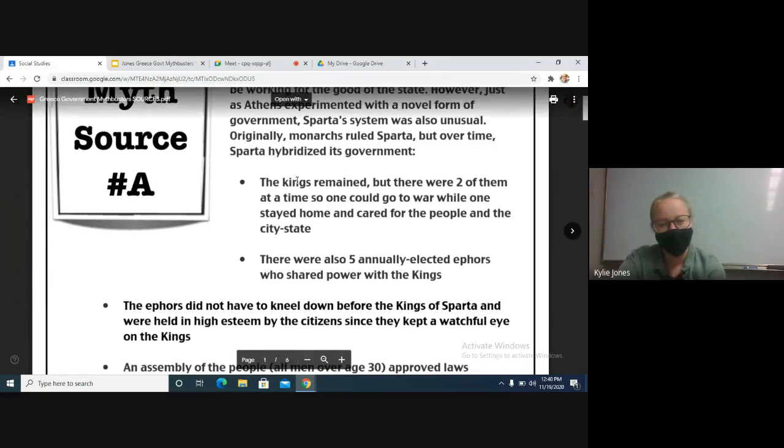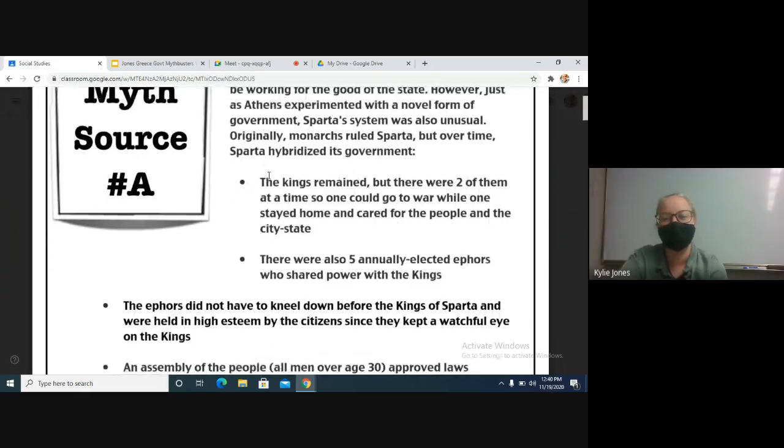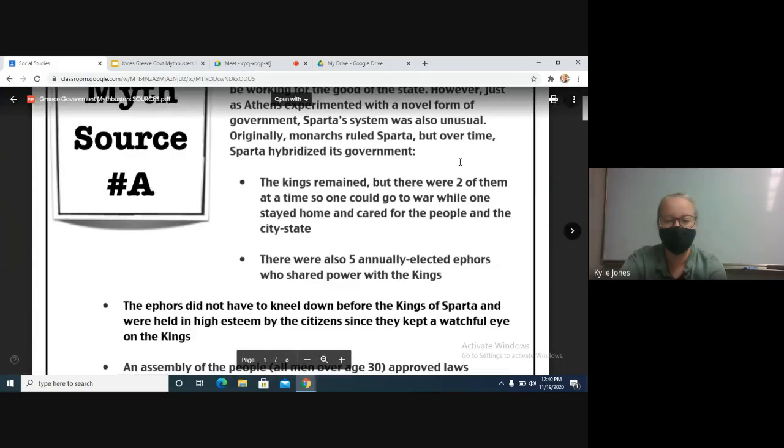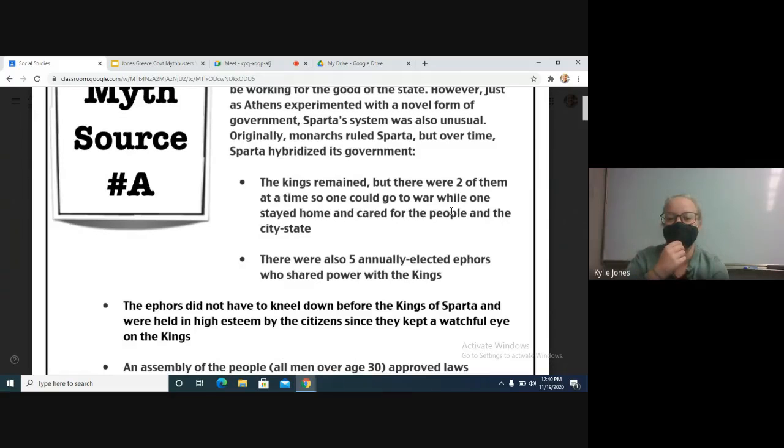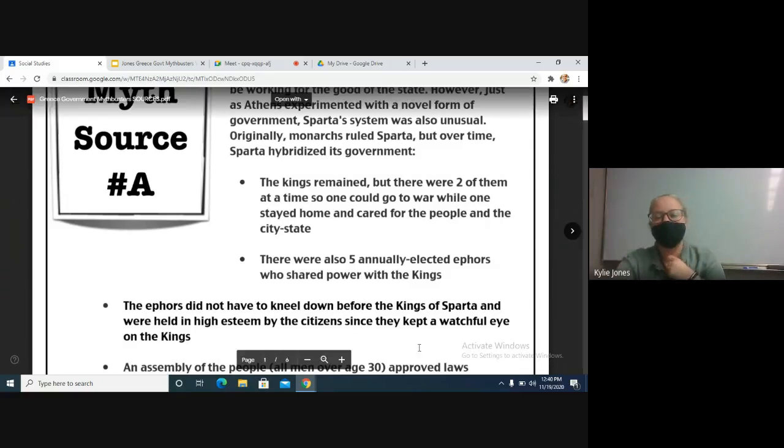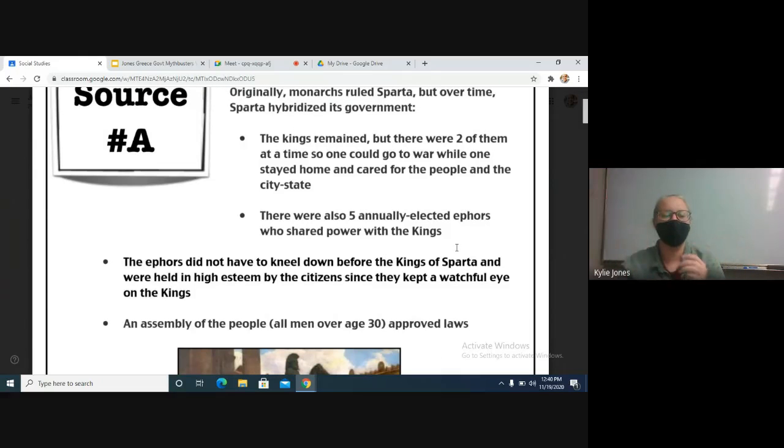It says, the kings remained, but there were 2 of them at a time. So now they could go to war while one stayed home and cared for the people in the city-state. So there were 2 kings at a time. One that could go away and do things, and one that would stay there to make sure everybody was okay. There were also 5 annually elected ephors who shared the power with the kings. So it's like people that were elected.